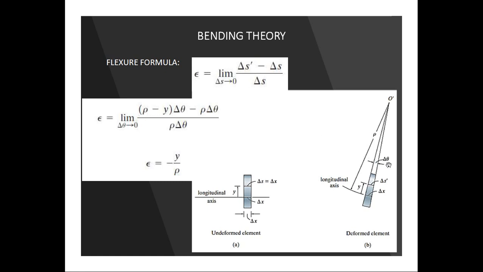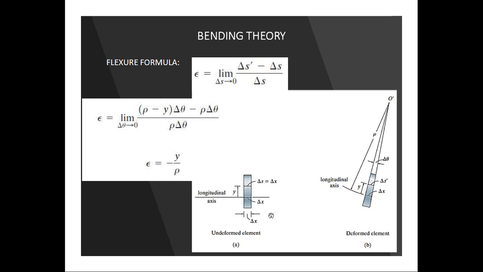What is the arc length? This delta x will be given by rho into delta theta, and delta s dash will be rho minus y into delta theta. After simplification, what you get is epsilon is equal to minus y upon rho. And why is it minus? Because it shows that this strain is in compression. That is the significance of the minus sign.